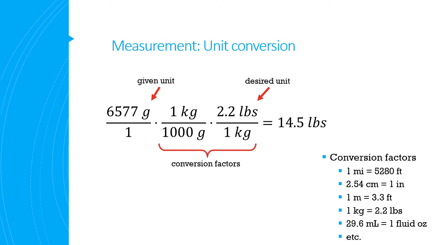For instance, here we didn't go directly from grams to pounds. We went first from grams to kilograms, and then from kilograms to pounds. So we used 2 conversion factors. That got us our final result. Here on the right, I have a couple of common conversion factors listed. Of course, there are many more, so be sure to study some of these and remember them.